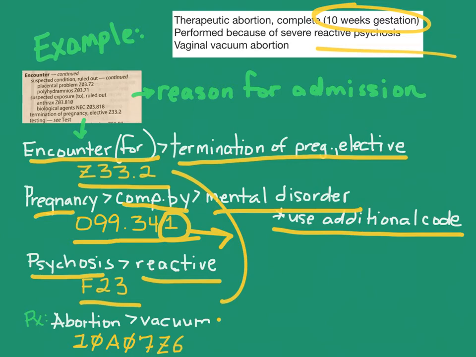Why are we not pulling in a Z3A code for weeks of gestation? Because remember, we need to include those on the mother's record. Well, if you go back, I think it's the 2nd or 3rd page of the chapter, there's a section titled Complications Associated with Abortion. And here it states that Z3A codes for weeks of gestation should not be assigned for pregnancies with abortive outcomes. And that's what we have here. So we are not pulling in that Z3A code.